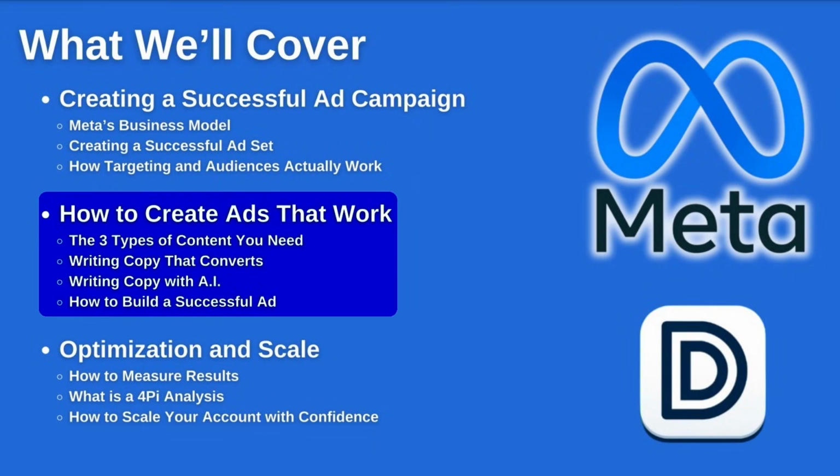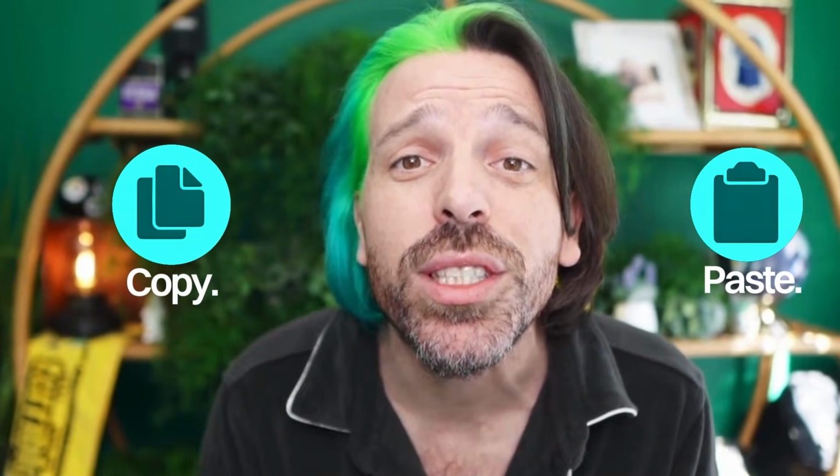Next, we're going to focus on how to create ads that really work. We're going to talk about the 3 types of content that you need, and writing copy that converts, and writing copy with AI. I'm even going to show you a free tool that I set up so that you can use it today, that I'm using on my own businesses and my own brands and my own clients, and that my students have been using for years to generate millions of success, that take all of the guesswork out of it so that you can literally copy and paste your way to the place that you deserve to be.